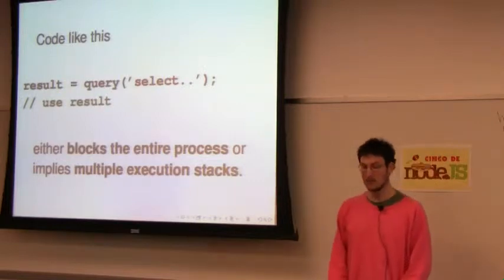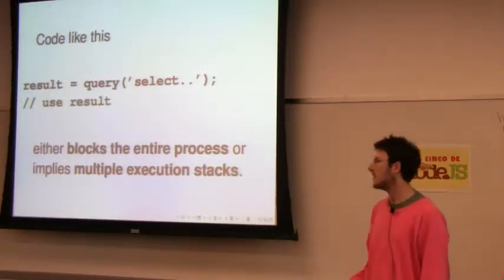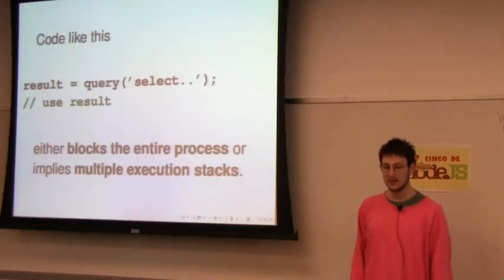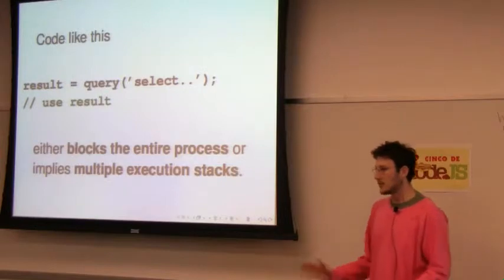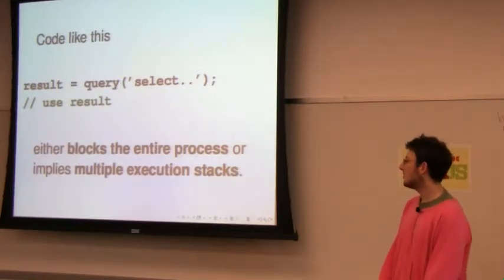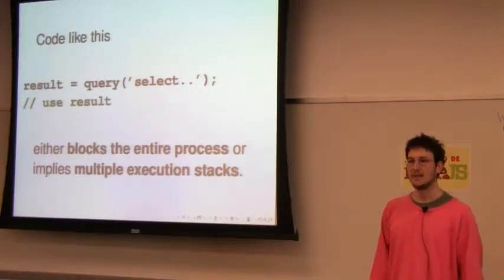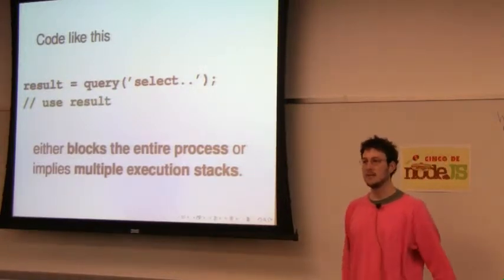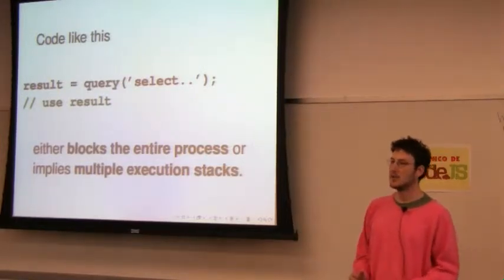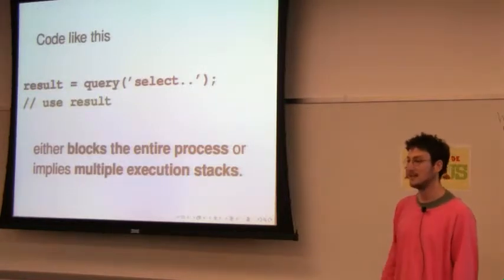So if you have blocking code like this, where you abstract I/O into a function call that returns the result of the I/O, you're either blocking the entire process, which is usually unacceptable, or somehow you have multiple execution stacks involved. You have some form of threading. Maybe it's green threading and the execution stacks are very cheap, but there's something. There's something more than nothing.